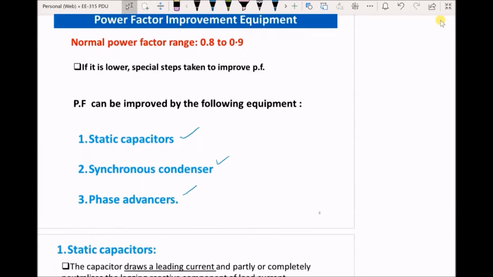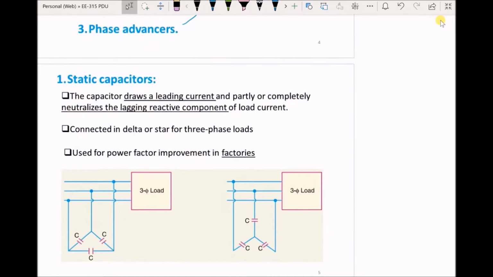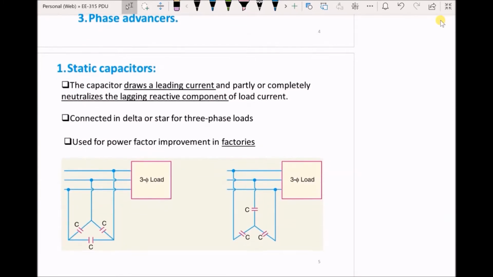Alright, so if we start from the first one, the first equipment here is a static capacitor, and as discussed earlier, a capacitor is generally connected in parallel with an already connected lagging load. So if I draw a circuit of a single phase circuit, let's say that's the source, and let's just assume that we have an RL load. And what we do is connect the capacitor in parallel.